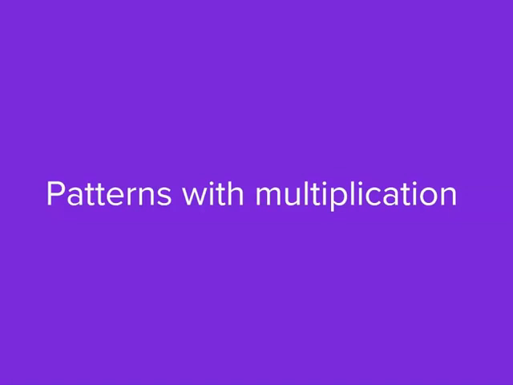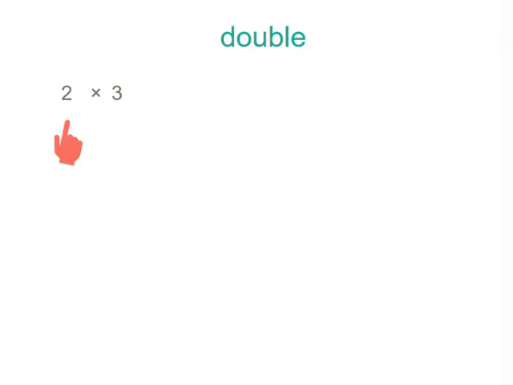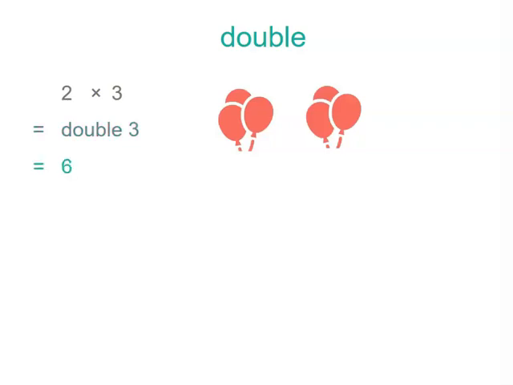Let's have a look at some patterns we can use when we're multiplying. Double is something that's really useful when we want to multiply by 2. 2 times 3, or two groups of 3, is 3 plus 3, or the double of 3, which equals 6.